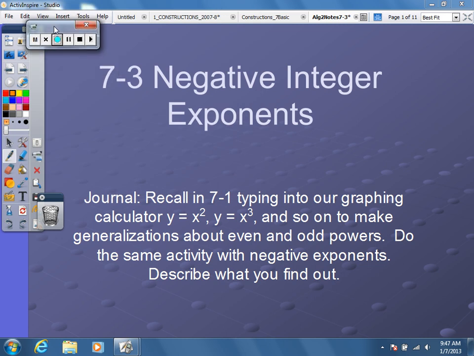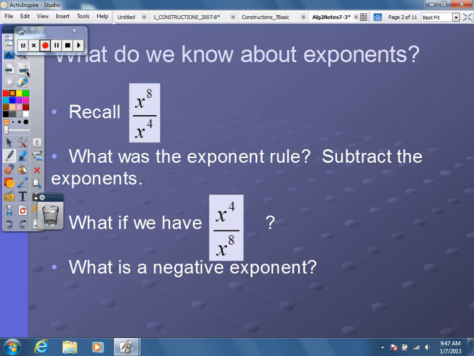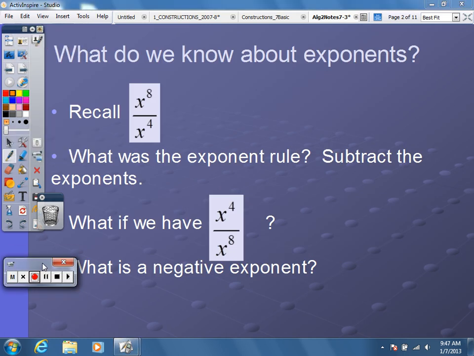Hi guys, this is section 7.3 and this is on negative integer exponents. Here's a journal choice for you. It's pretty easy to do whenever you have a calculator, so this might be something that interests you and I encourage you to take a look at it. Okay, I'm going to move this so that we can see a little better.